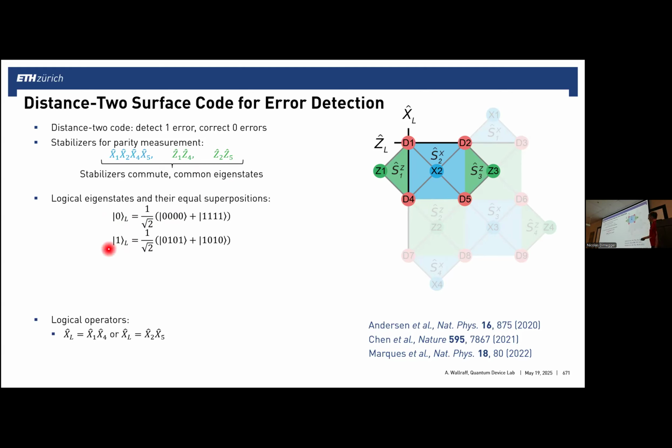Then you could look at the logical 1, and the logical 1 is written down explicitly here. It also has an even number of zeros, an even number of ones, and also an even number of pluses, so it's also an even state.